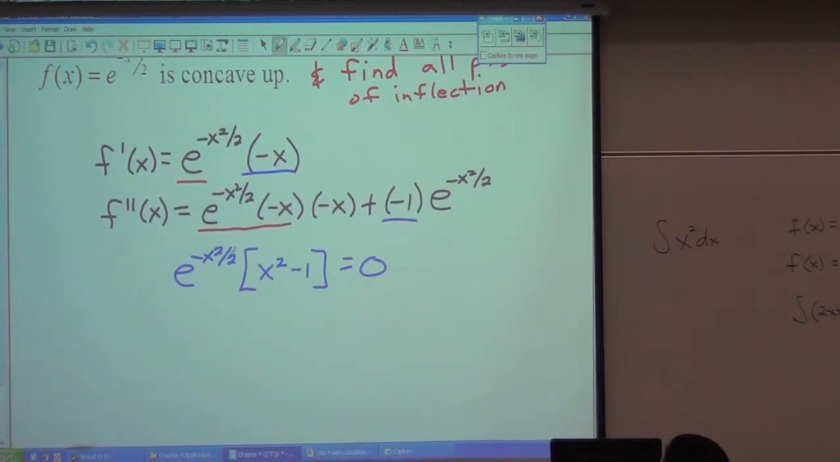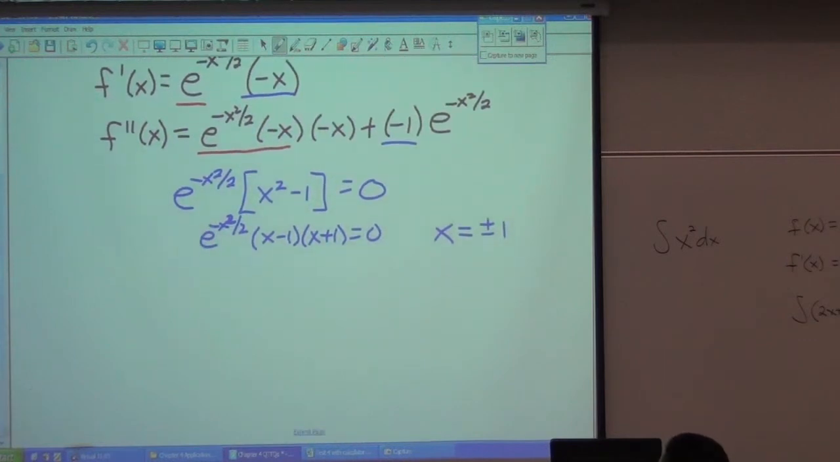Now, this can never be 0, so it has to be the other factor. So this factors to x minus 1 times x plus 1. So our x's are plus or minus 1. Now, if these are possible points of inflection, then what we have to do is set up intervals: go from negative infinity to the smaller one, then the smaller one to the bigger one, then from the bigger one to infinity, and check what it does to the second derivative.